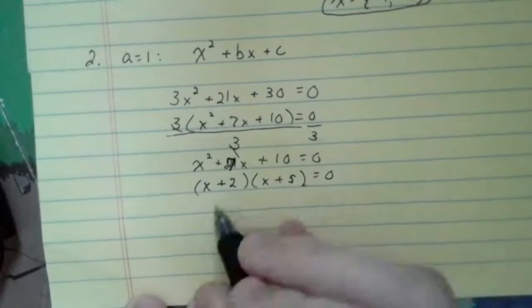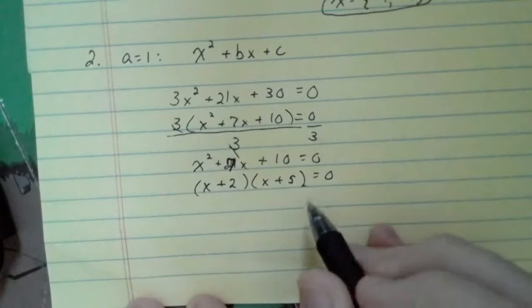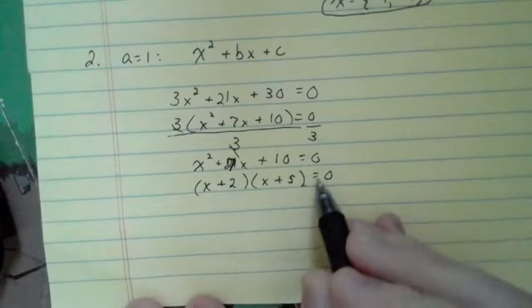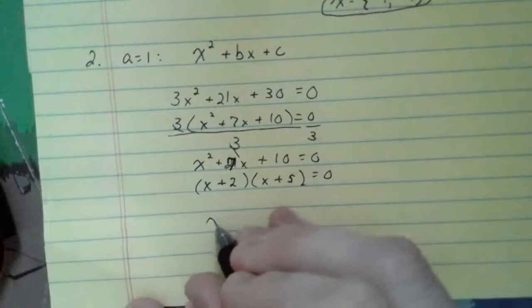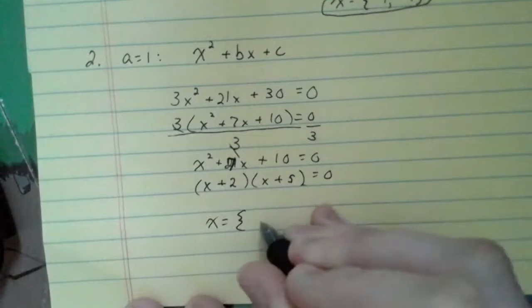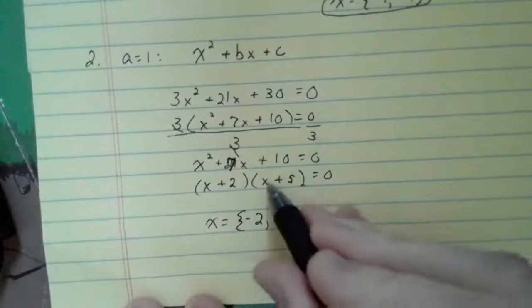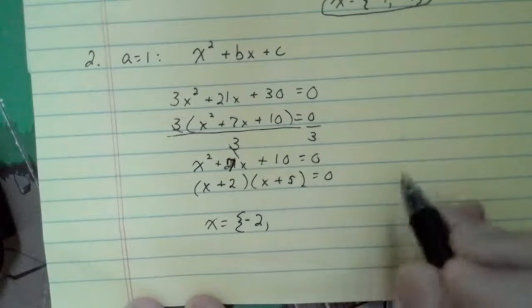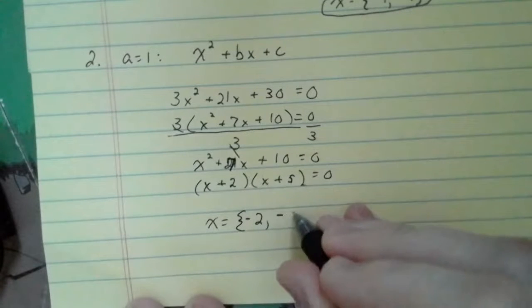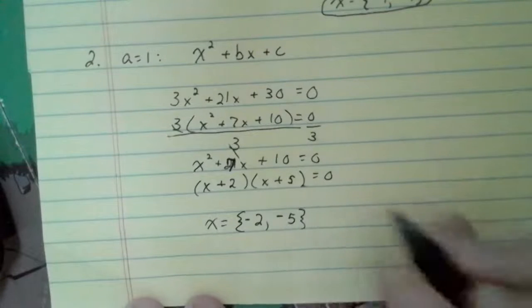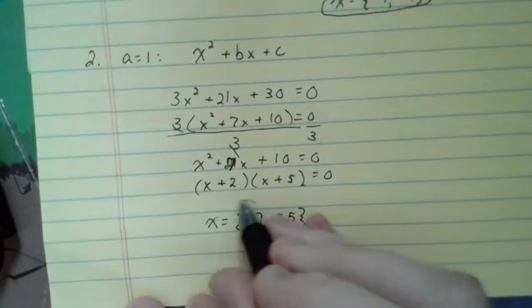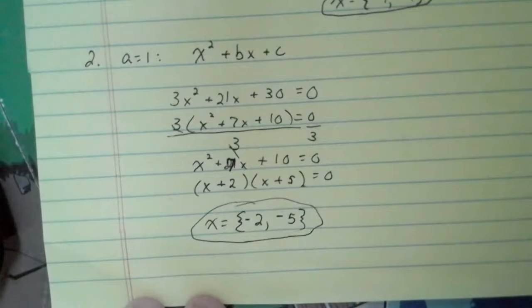And now, again, I can set these both equal to 0, but I think you got that pretty well last time. If x plus 2 equals 0, then x equals negative 2. If x plus 5 equals 0, I'll subtract 5 from each side, and x equals negative 5. So there's my set of numbers that make that equation true. Okay, so that's when a equals 1.